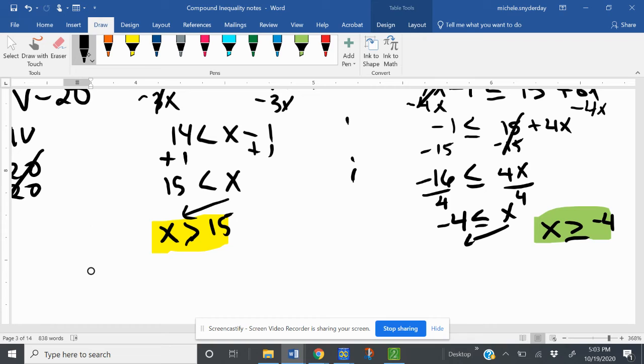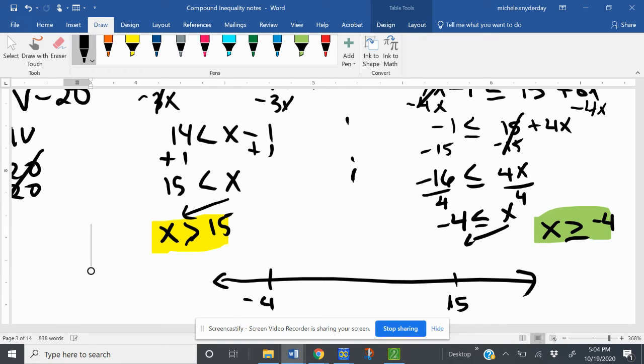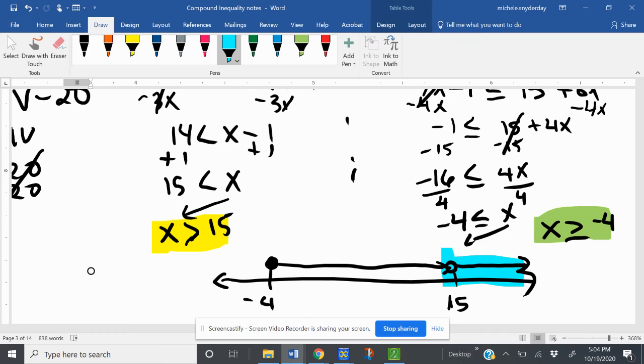So on your number line, you've got negative 4 way down here and positive 15 way up here. X is greater than 15, we'll have an open dot because it's not equal to, and greater than 15 is going that direction. x is greater than or equal to negative 4, so a solid dot on negative 4, and greater than is going to go all the way forever and ever. But this is another one of those that end up overlapping at x is greater than 15. So the solution for this is x is greater than 15.